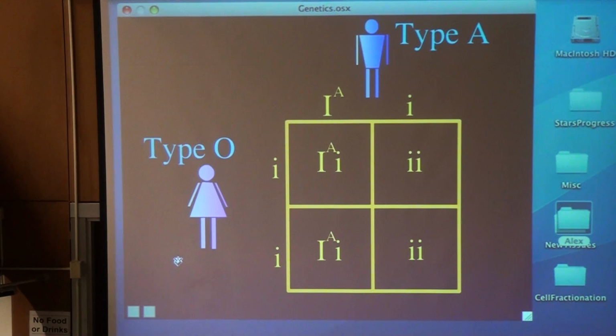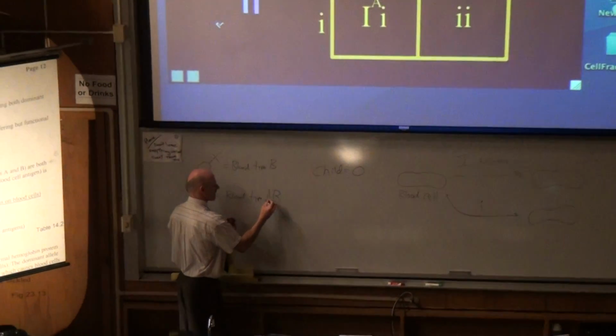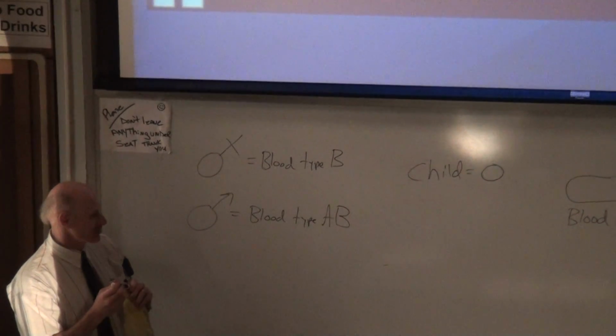All right, here's one I'm going to let you guys solve on your own. There's a woman who's blood type B, and she has a kid who's blood type O. And there's somebody who she thinks is the father who's blood type AB. Is it possible that he's the dad?